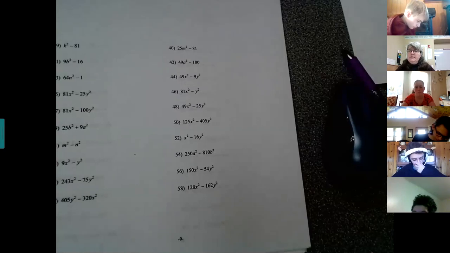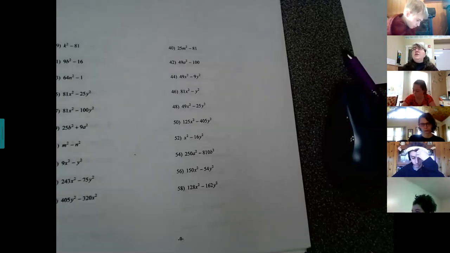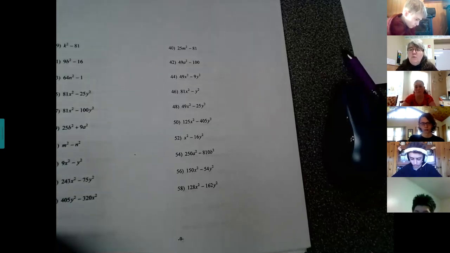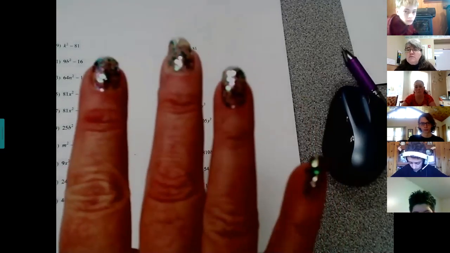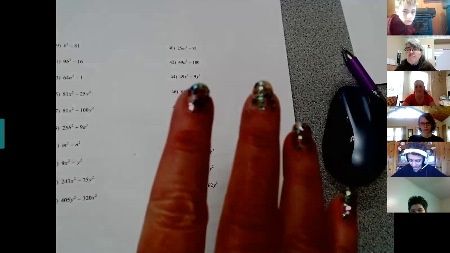Everybody else has clapped. While he's working, I'm gonna show you my vanity for today. So we might be in the midst of chaos, but Miss Woods wanted sparkly fingernails. Wow.